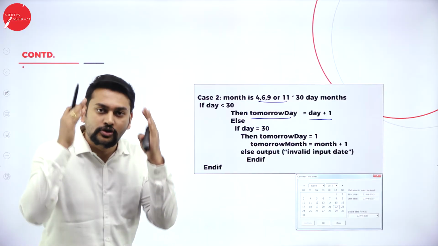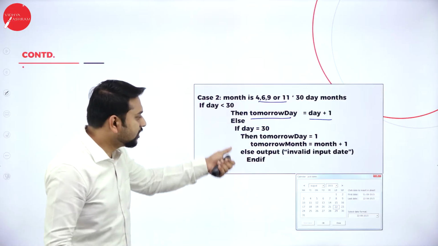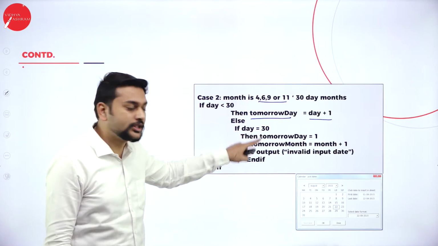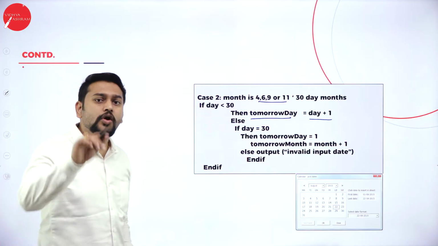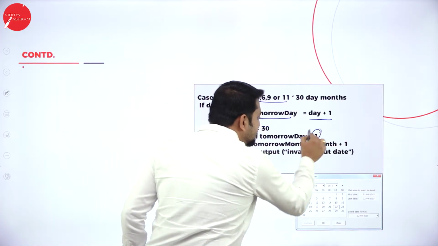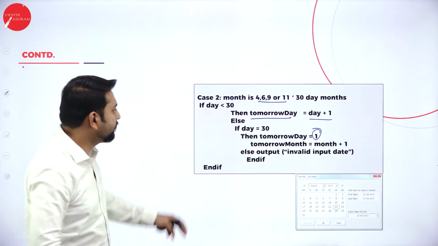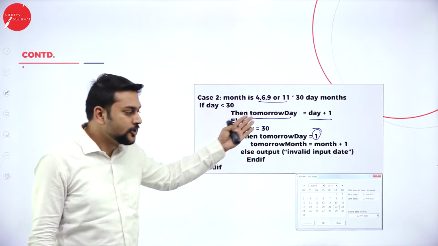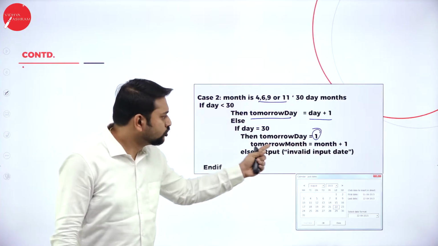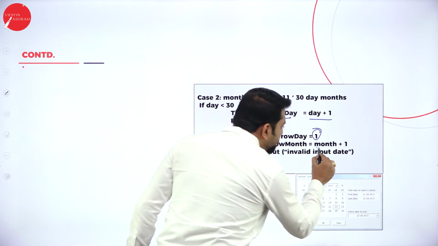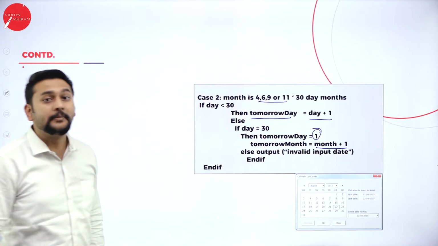Suppose if not, what will I do? Please observe, if the day is equal to 30, then tomorrow day is equal to 1, so that the next day is the first. Say for example, I've taken April. Then it should be May 1st, right? So tomorrow day should be day 1. Then after that, month plus 1.